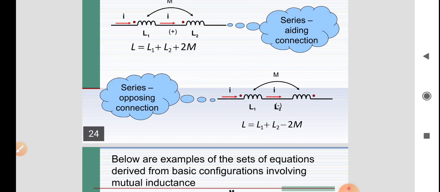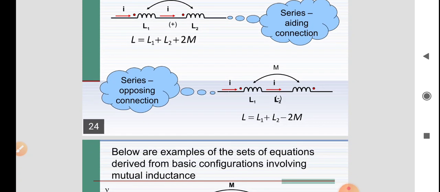Similarly, if we observe the second one, in this case the current I is flowing from dot to coil in L1, but in the second coil the current I is flowing from coil to dot. The first is dot to coil, the second is coil to dot. That is the reason the mutually induced voltage has a negative sign. So the overall inductance is L1 plus L2 minus 2M.